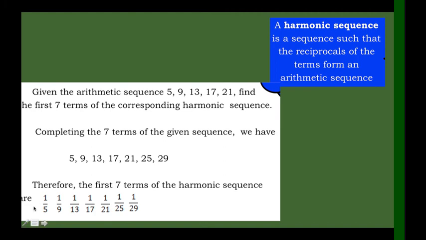So, based on its definition, it is said that the reciprocals of the terms form an arithmetic sequence. So, it is the reciprocal of the terms, no? Okay, from here. So the reciprocal of 5 is 1 over 5 and the reciprocal of 29 is 1 over 29.